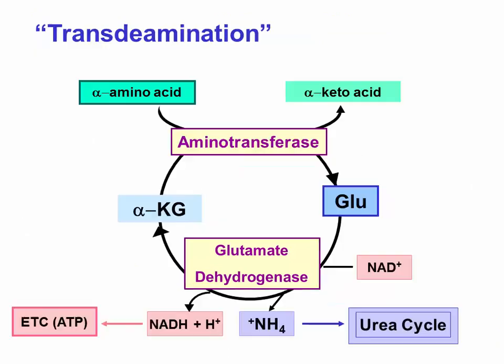Okay. All right. So we can call that first two-step in amino acid catabolism transdeamination because it involves both transamination and deamination.